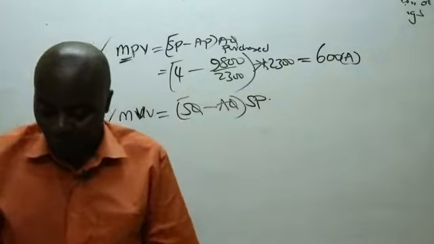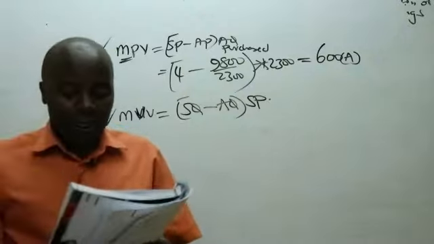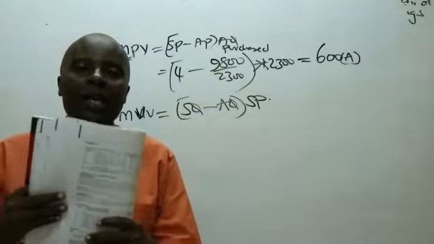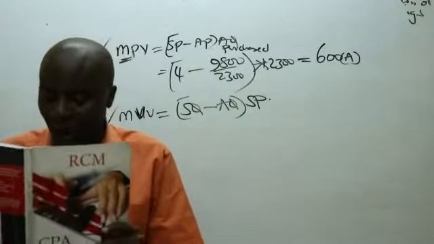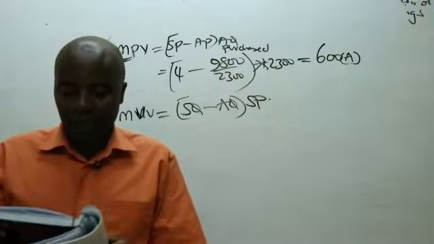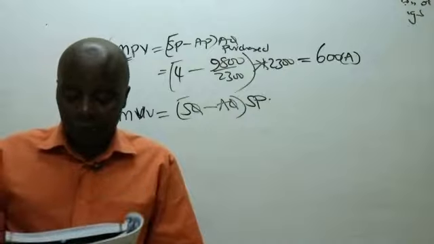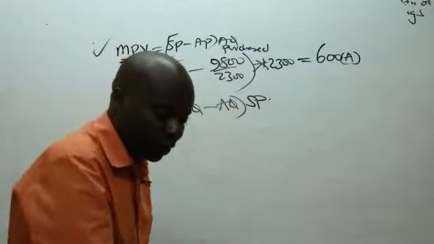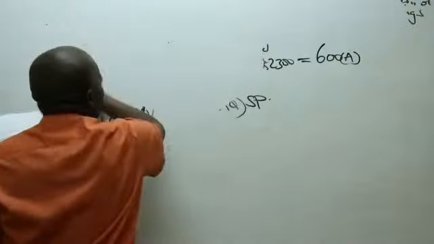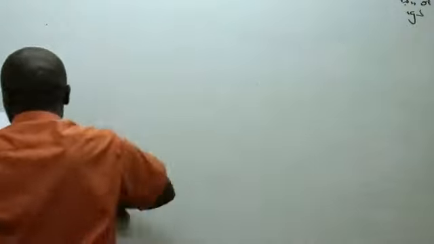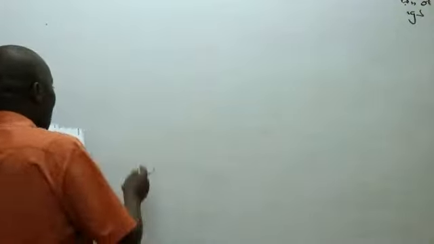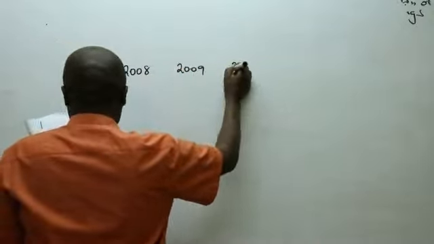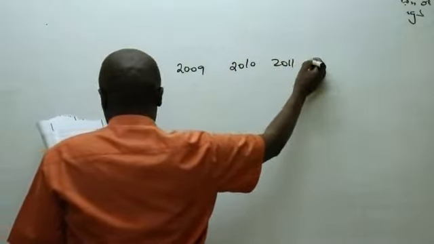December 2013, question number 5C, they gave us a nice question there. Maxi Enterprises Limited. For those of you who have purchased the RCM's revision kits, it's page number 49. Maxi Enterprises Limited had the following pattern of earnings per share over the last 5 years: 2008, 2009, 2010, 2011, 2012.